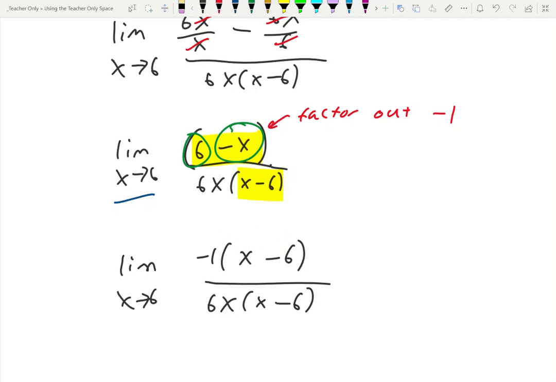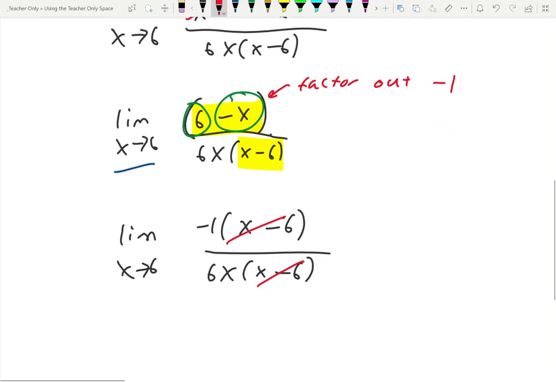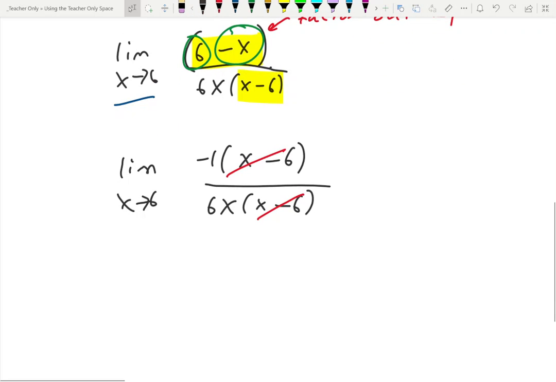So the nice thing about this, when you factor out the -1, the signs switch, so we switch the order as well to make it descending. And now the x minus 6 and the x minus 6 divide. And now we're able to substitute in. I'll do it in one more line. I'll show it written out.